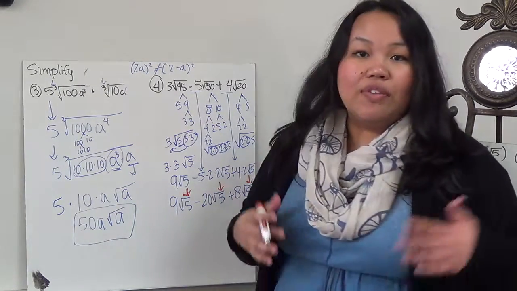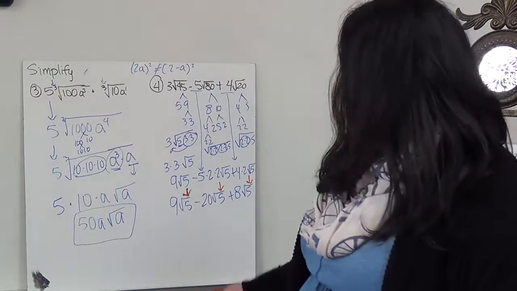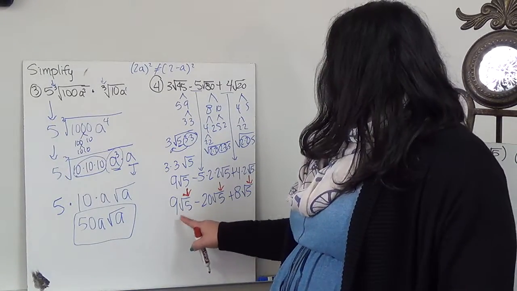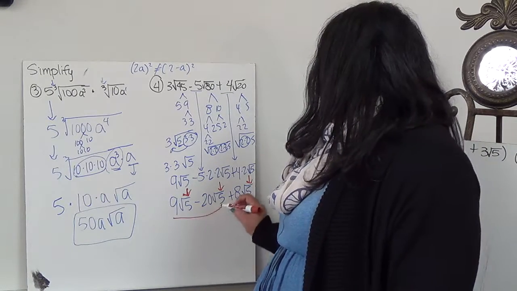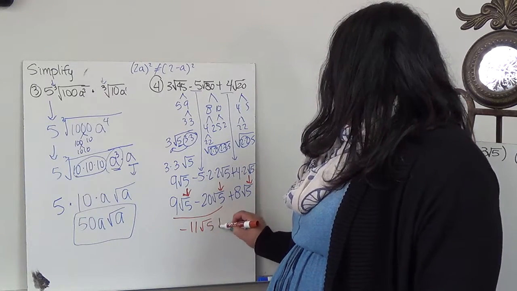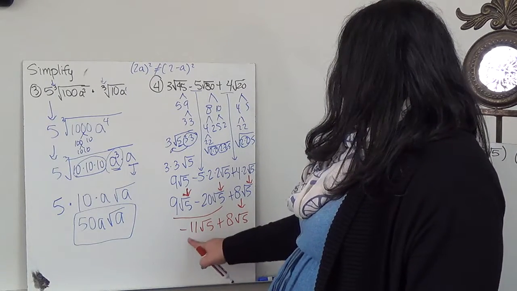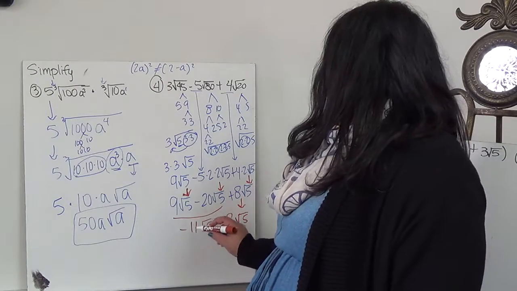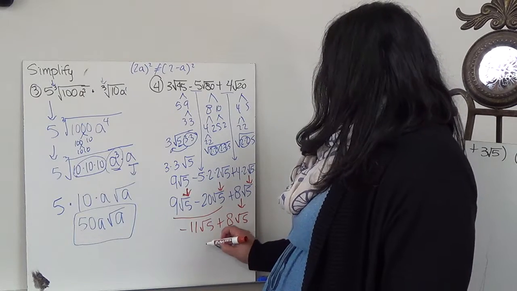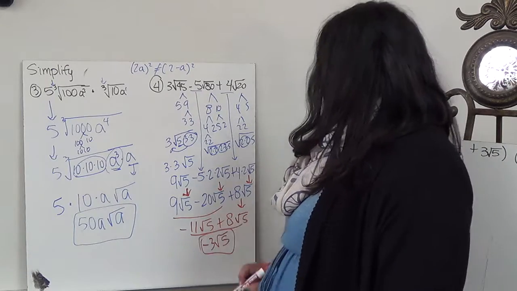Because they're all root 5, it's just like they're all x's or they're all y's. They're the same variable, so now I can combine their coefficients. Because if this was 9x minus 20x plus 8x, I treat it the same way. So this would be 9 minus 20, which would be negative 11 square root 5 plus 8 square root 5. Right, this goes down. And then negative 11 plus 8 is negative 3 root 5. So this would be my answer.